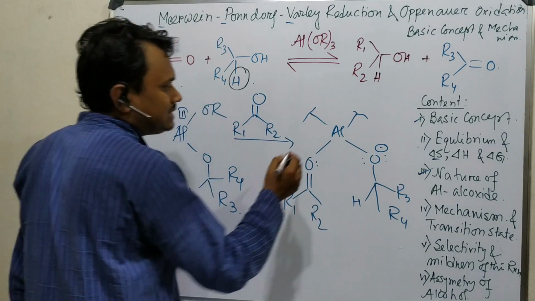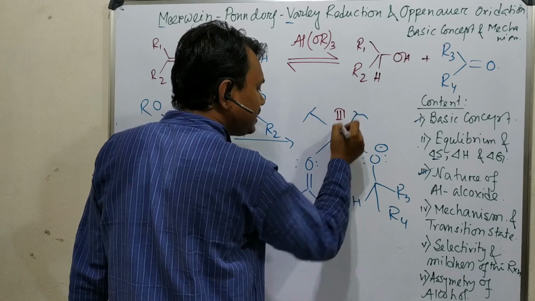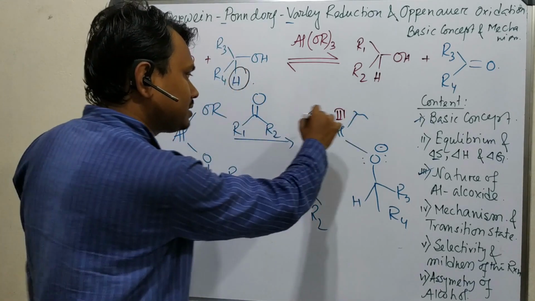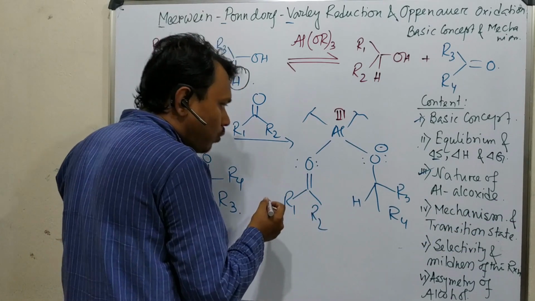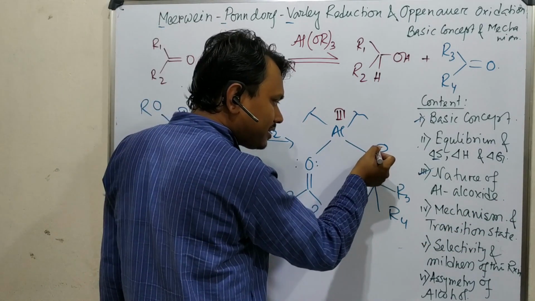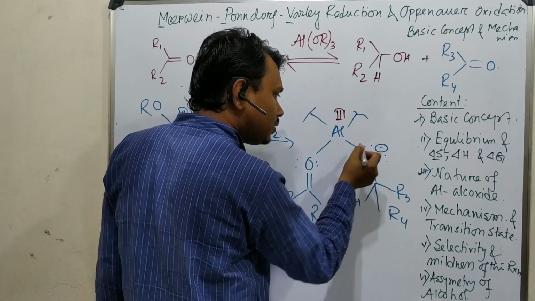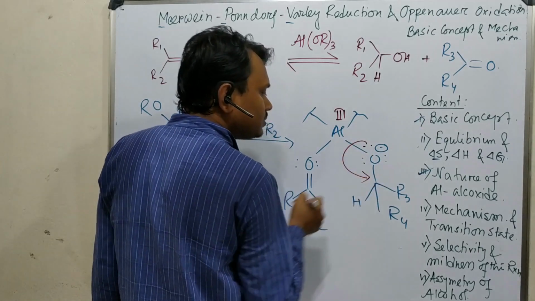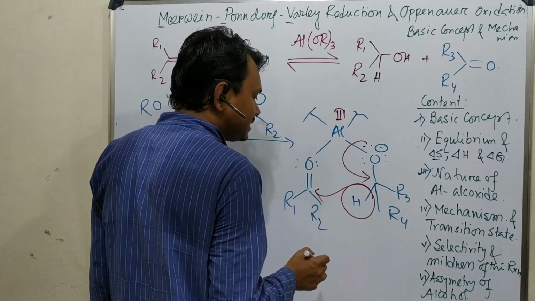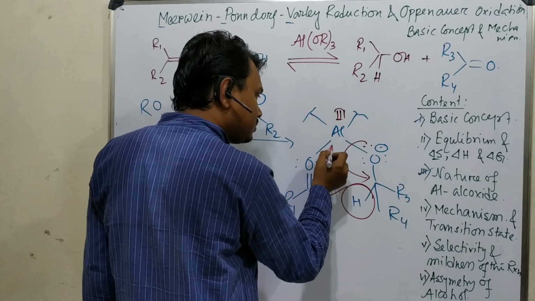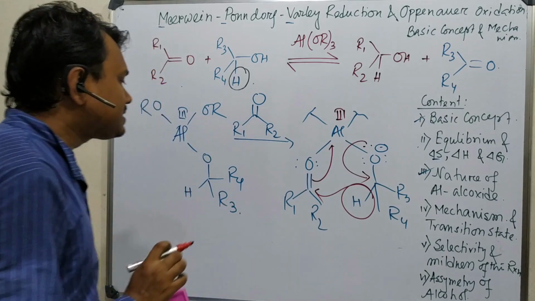So what is the important thing here? Right now, see, this aluminium is fully coordinated; both are held by aluminium. Now what happens? This is electron rich, so another lone pair is there. So this will push, and this hydride will shift here and open to the aluminium center. So this is the reaction.